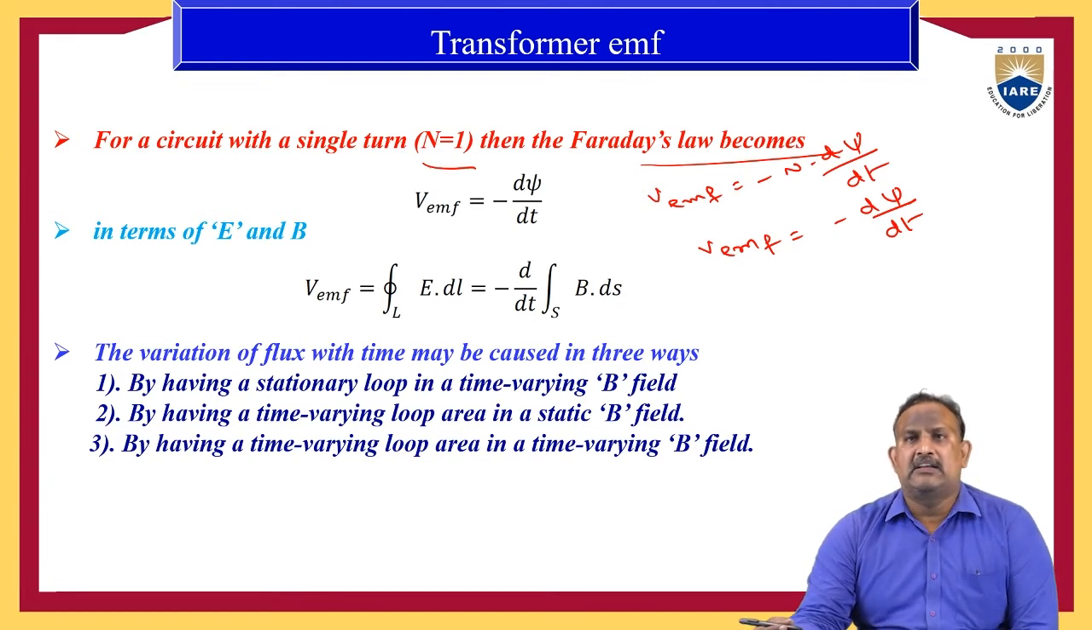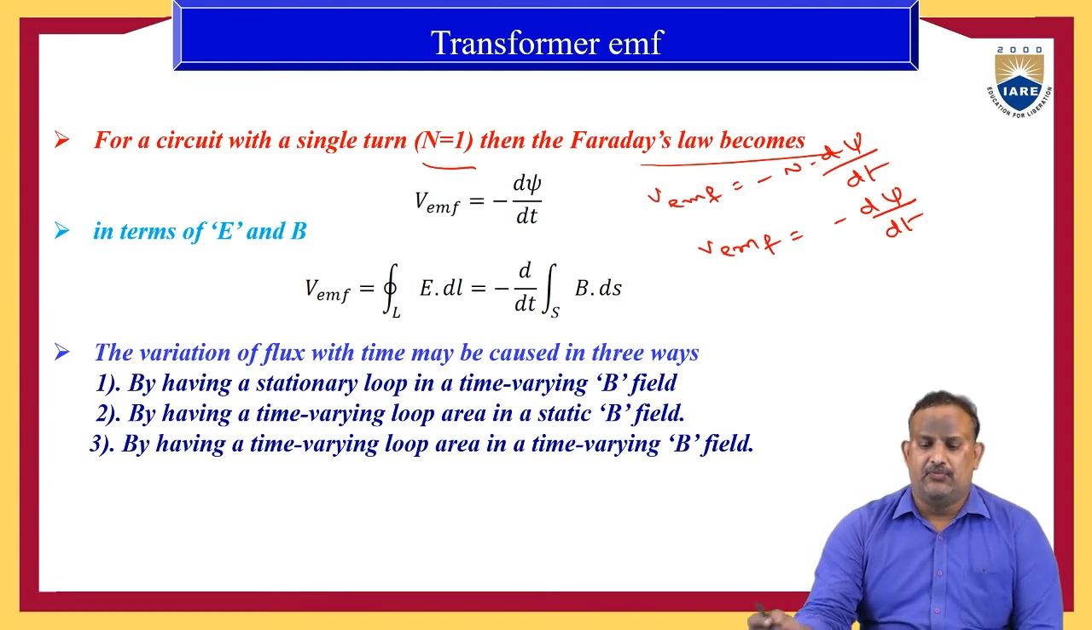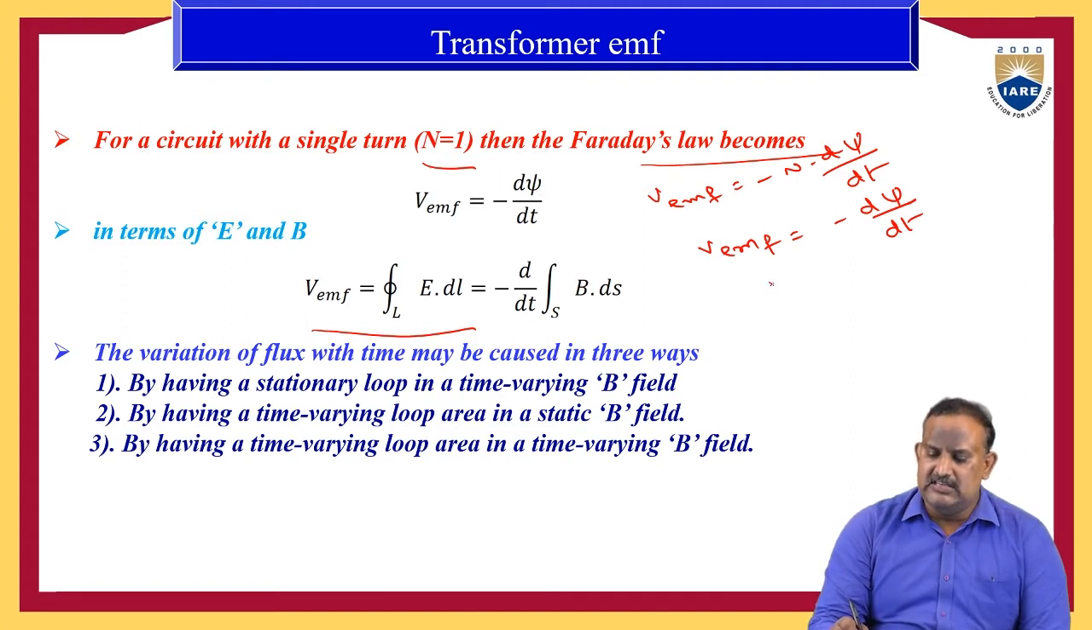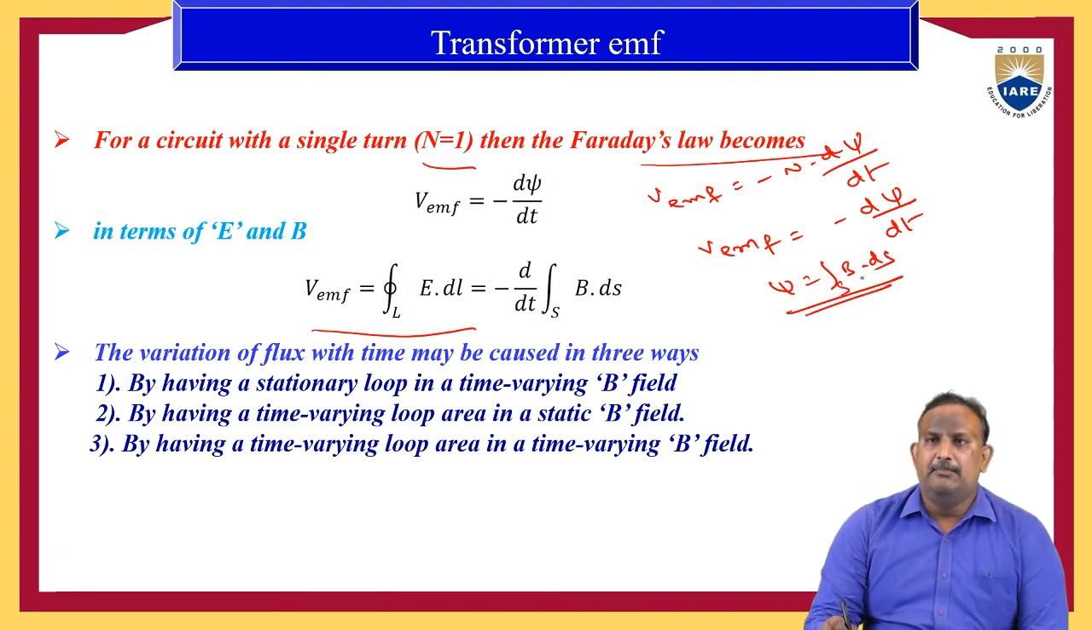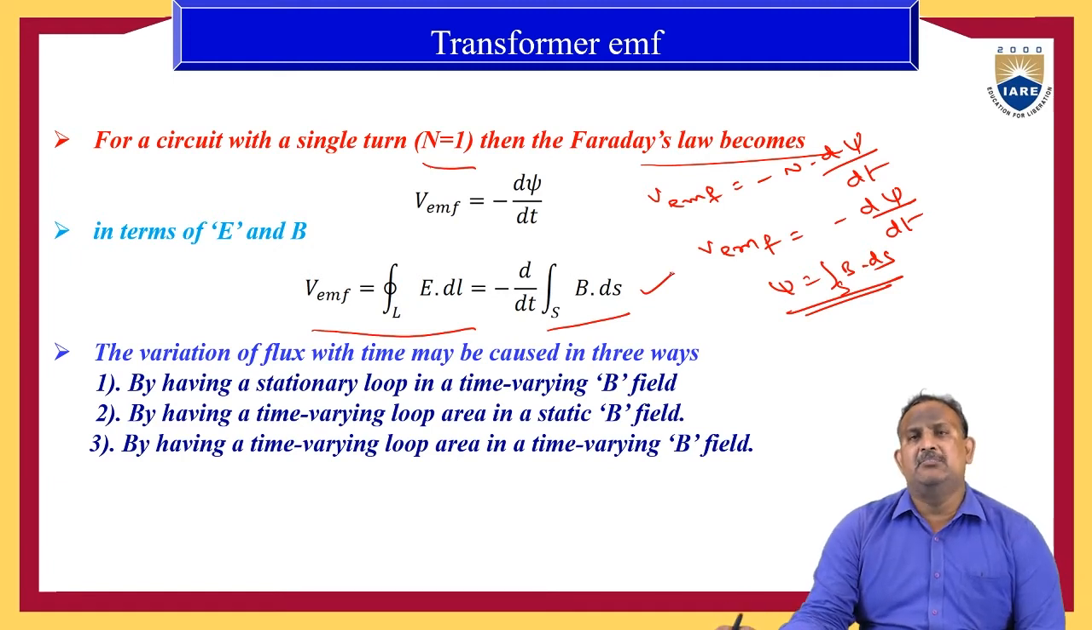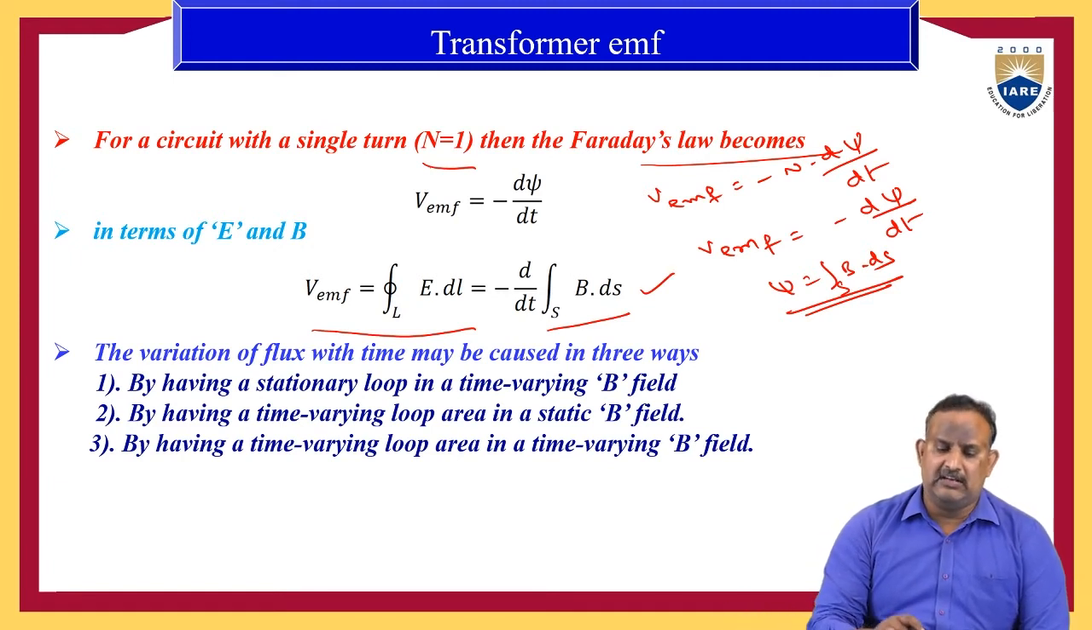In terms of electric field E and B, EMF we can define as the line integral E into dl. It is a relation between EMF and electric field intensity, which is equal to minus d by dt. In place of psi, we know that psi is equal to the surface integral B into ds. So if you substitute, it becomes minus d by dt of the surface integral B into ds. So this is a relation between EMF and the electric and magnetic fields.